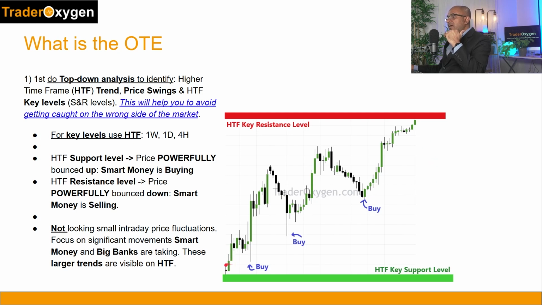So basically, if the price is pushing from a higher time frame support level, you will usually not sell, you will start buying. Then if you see the price pushing hard down from a higher time frame resistance level, then you will not buy, you will sell. And this way you are not looking for small intraday price fluctuations. You are focusing on significant movements where smart money and big banks are active. These larger trends are mainly visible on higher time frames.